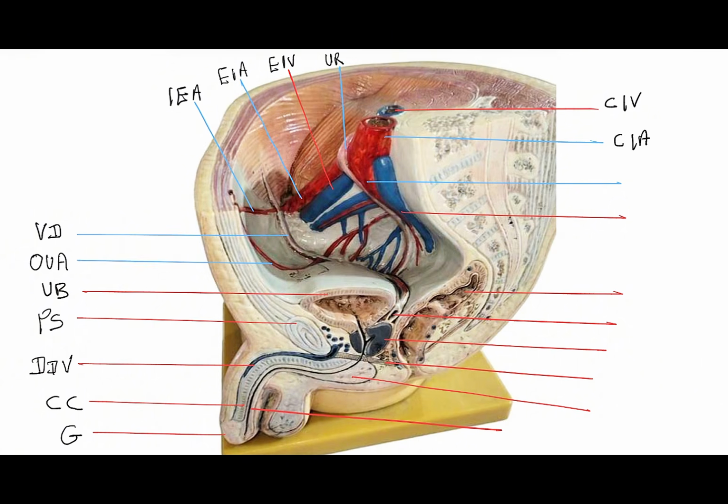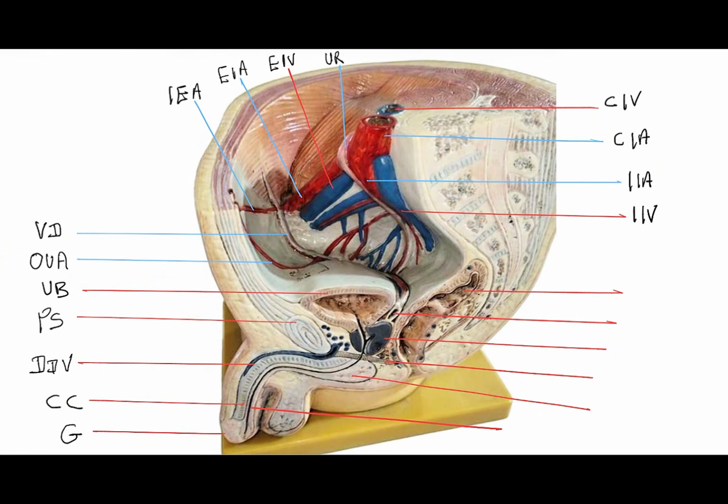Over here we have the internal iliac artery. Then here we have the internal iliac vein. Right here we have the rectum. Over here we have the seminal vesicle. Over here we have the prostate gland.